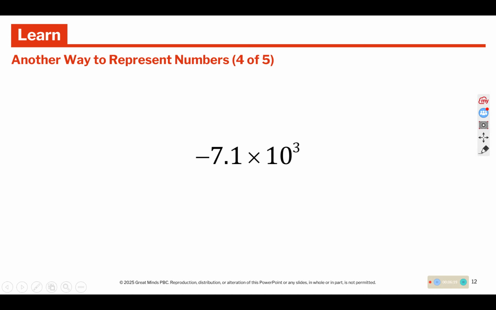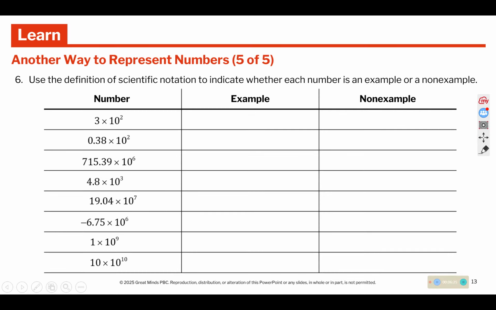Here, the order of magnitude would be 3, and the first factor would be negative 7.1. Looking at this list, we're going to go through and mark off which ones meet the requirements for scientific notation and which ones do not. This first one has a single digit times a power of 10, so that is an example.